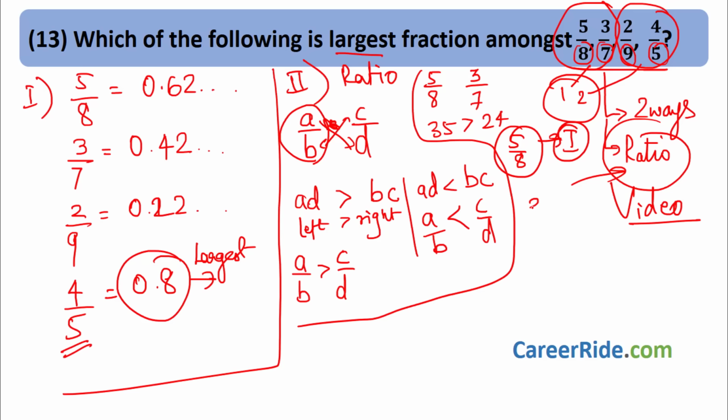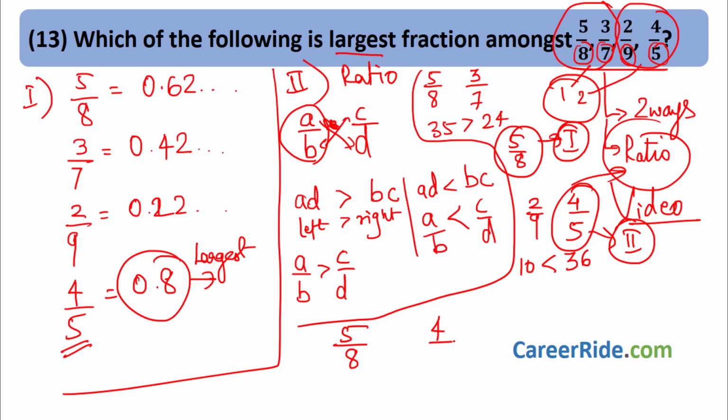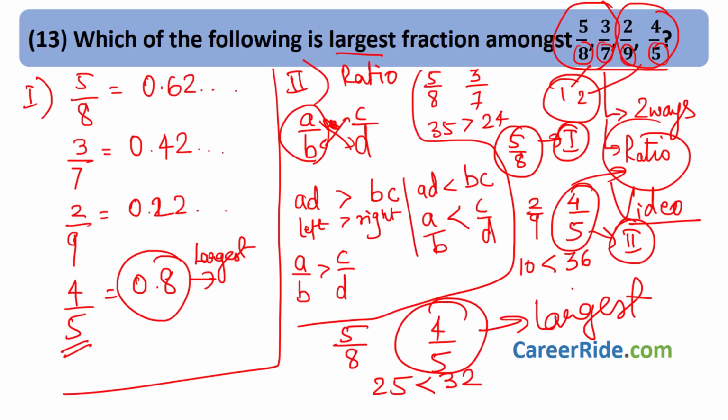Now let's take 2 by 9 and 4 by 5. 5 twos are 10, 9 fours are 36, so 36 is greater than 10, so 4 by 5 is greater. This is our second result. Let's compare 5 by 8 and 4 by 5. 5 fives are 25, 8 fours are 32, 32 is greater than 25, so 4 by 5 is largest amongst them. So see how easy it is.